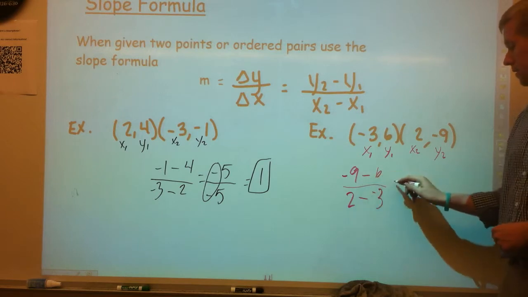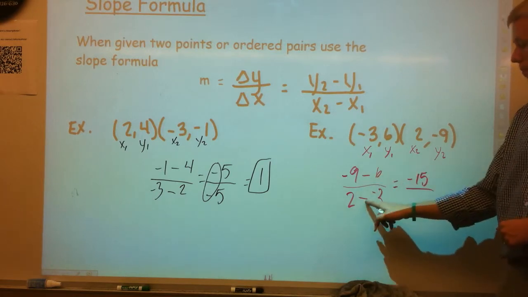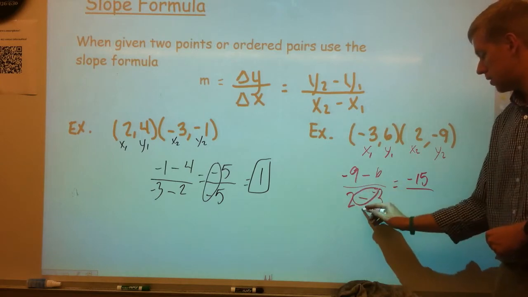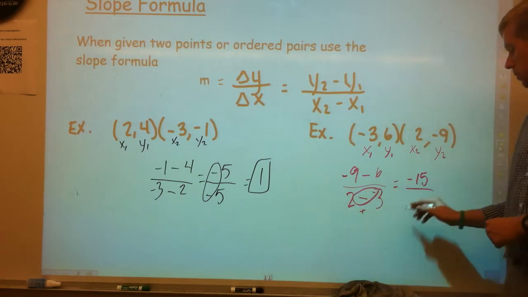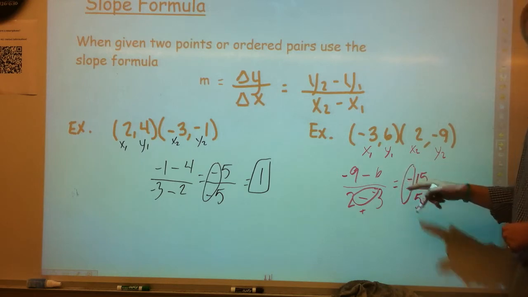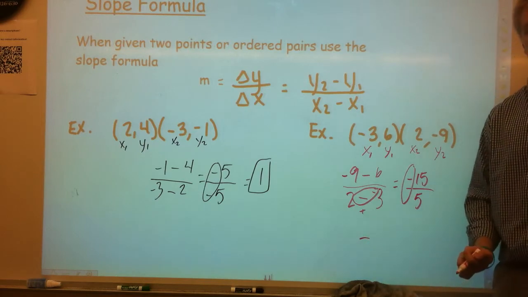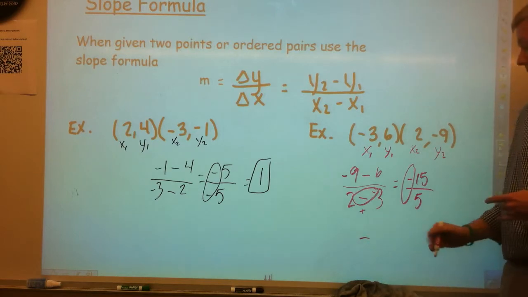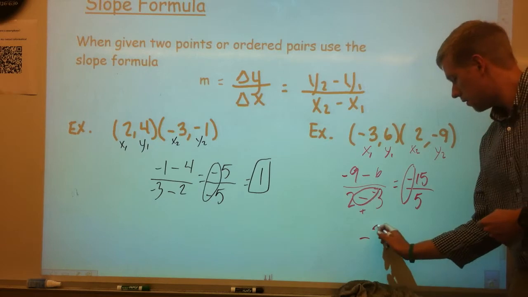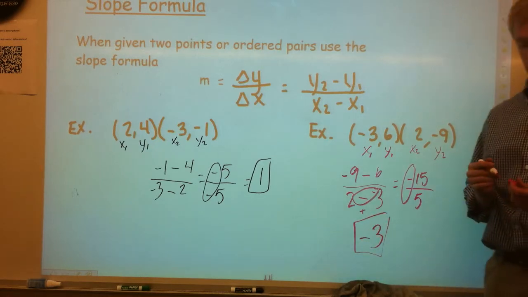-9 minus 6 is going to give me a -15. Divided by 2 minus, my signs are the same beside each other, okay, we got 2 plus 3, which is 5. Now I look, my signs are different. I have a negative 15 on top, positive 5 on the bottom. So it's going to be a negative number. We're going to have a negative slope because my signs are different. 15 divided by 5 is 3. So my slope here was negative 3.